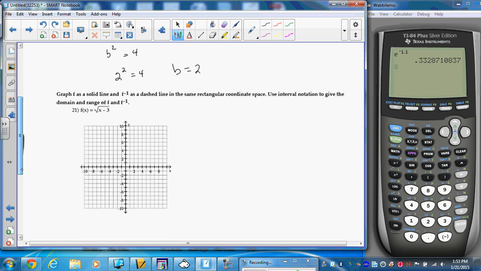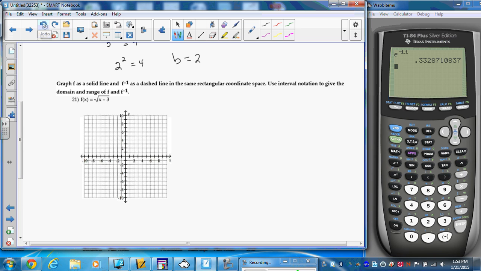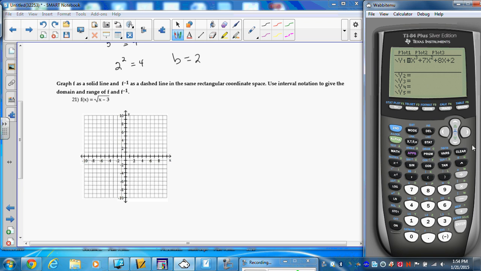Question 21. We're going to graph this using our calculator. And so when we graph this, we're going to use the calculator. So let's come over to our calculator. We're going to clear that one out. And we're going to graph the square root of x minus 3. And so we're going to graph that one. So there's what that one looks like.